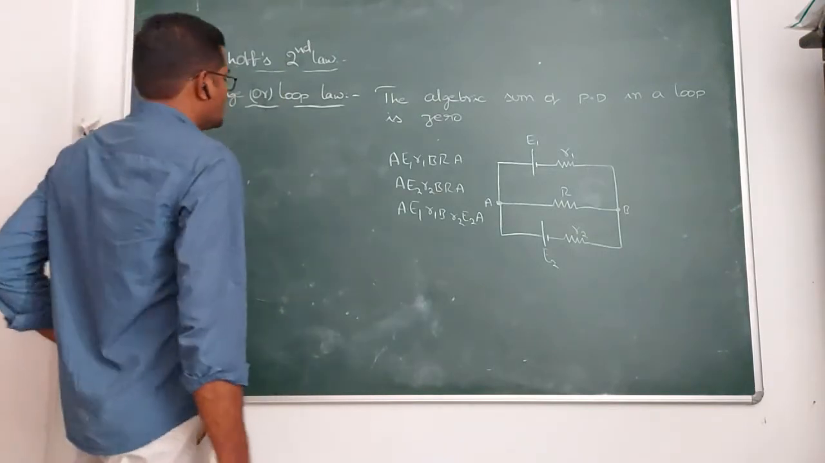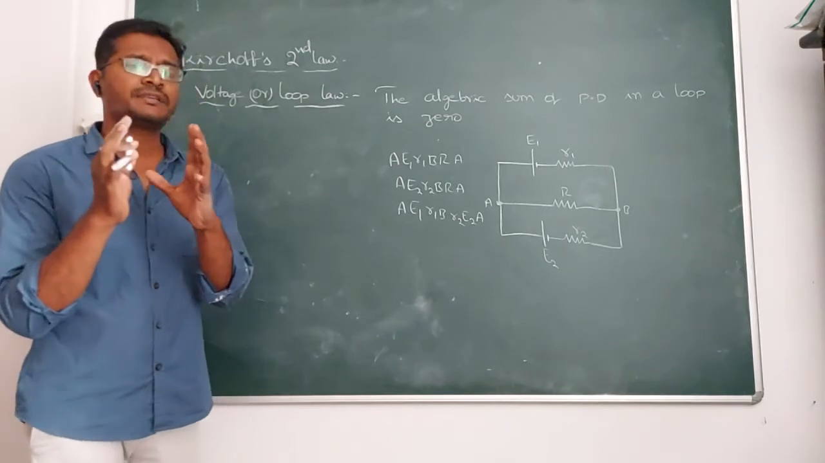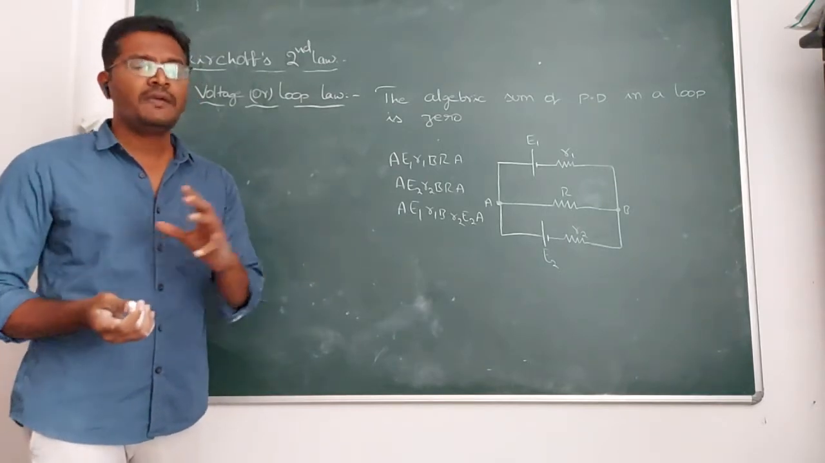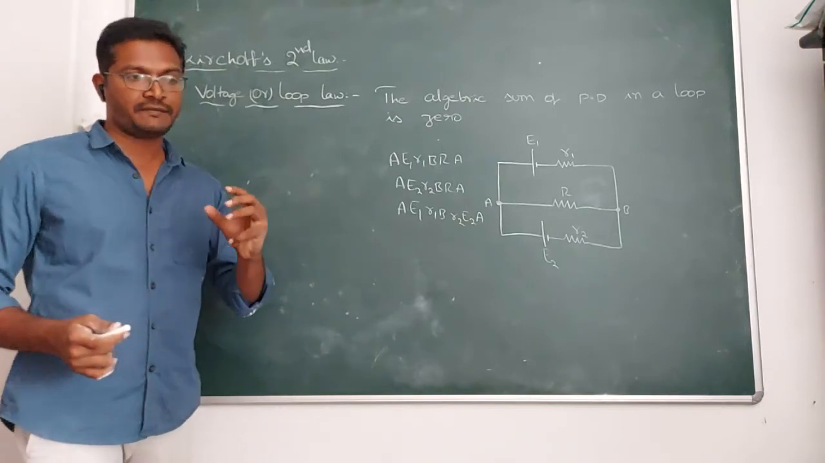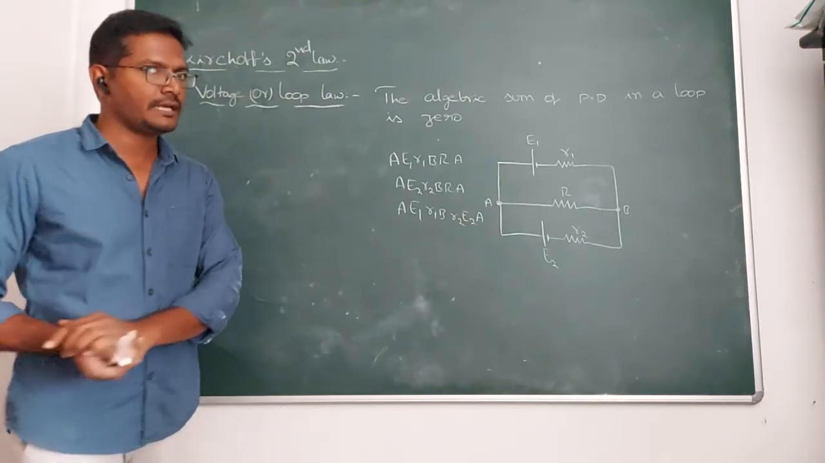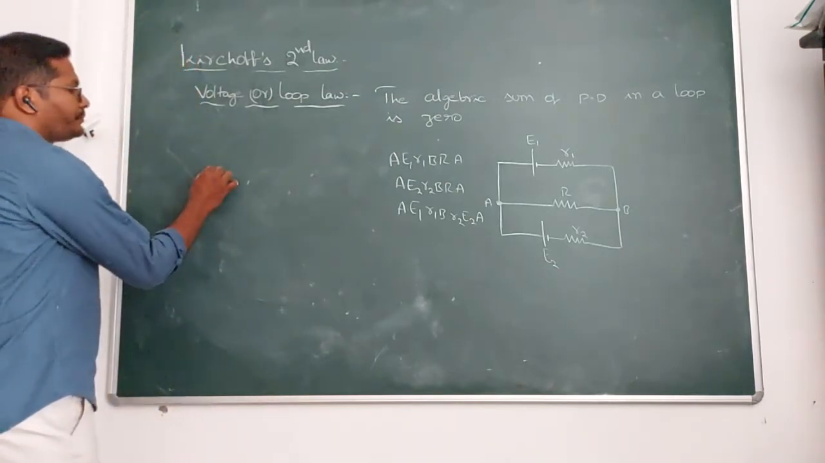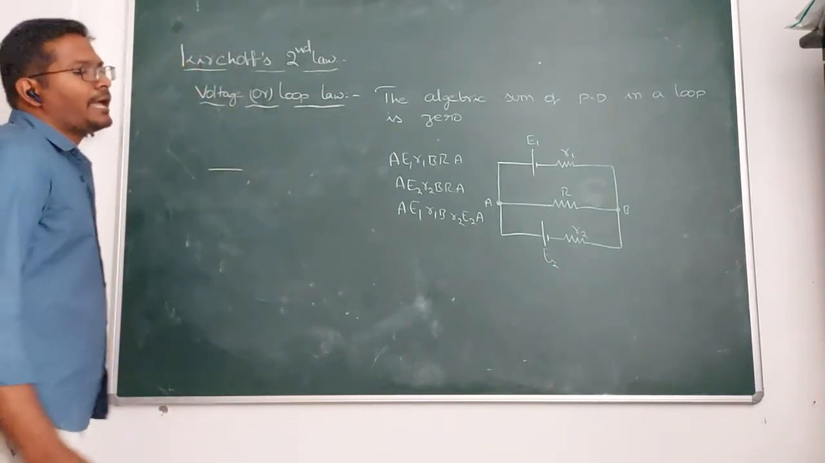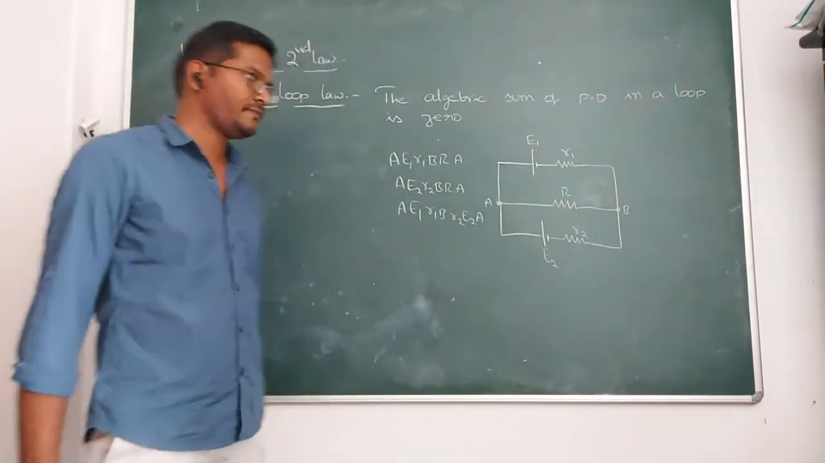Okay. Suppose that means you need to take the direction which is positive, and which potential difference you need to consider as positive, and which potential difference you need to consider as negative. So you need to know that one. Suppose I am trying to find out the potential difference across resistances.